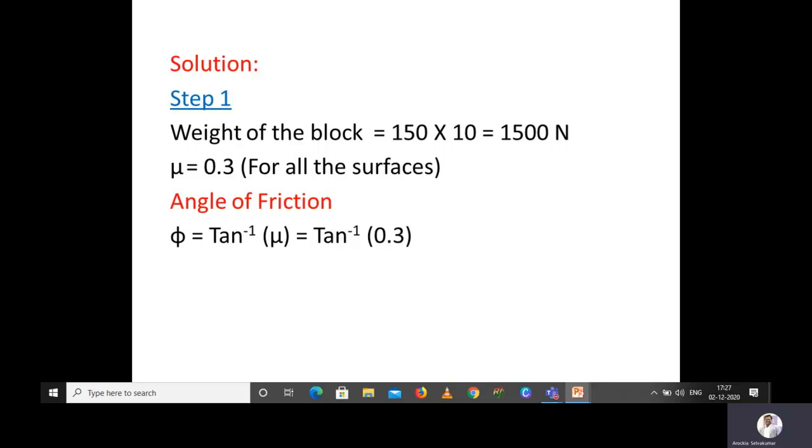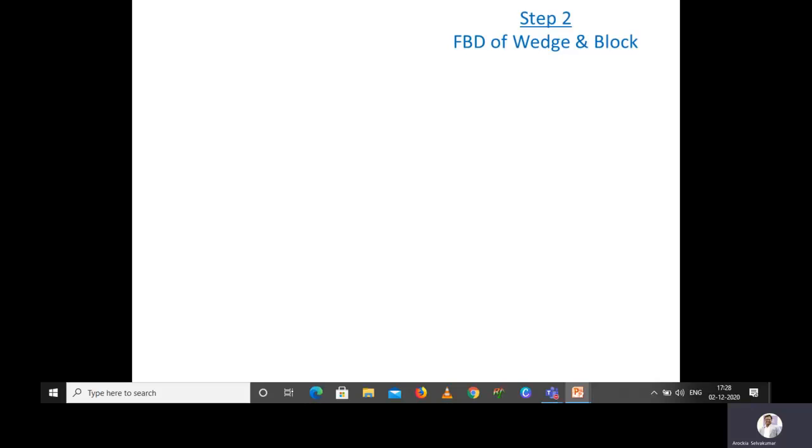So angle of friction, we know the formula, phi is equal to tan inverse of mu. So from that phi we can calculate, that is 16.69 for the given problem. So mu is given as 0.3, so we got phi is equal to 16.69 degree. The next step is we are drawing the free body diagram of wedge and block. So first we will see wedge. So we are representing wedge as ABC.